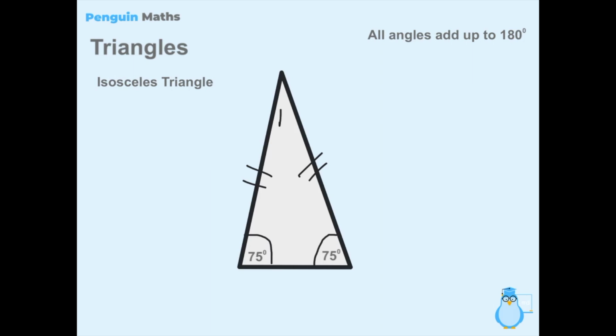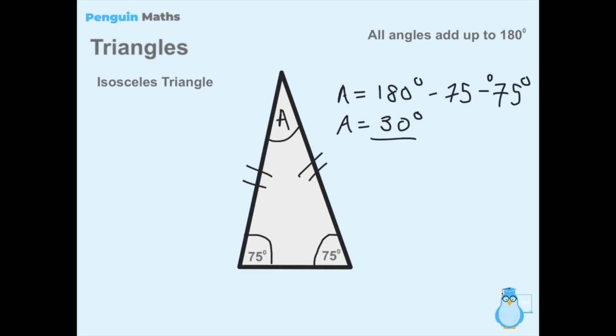Therefore, if we call this angle A, we can say that angle A is equal to 180, take away 75, and another 75. Therefore, angle A is equal to 30 degrees.